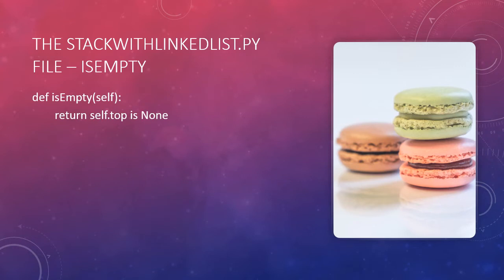Then I implement the isEmpty function. This is easily done. I compare self.top with None, and whatever is the value of the comparison, I return it. If top is None, the comparison will be true and I will return true. If top is not None, it is pointing to a linked list. The comparison will be false and I will return false. Since this is just one comparison, isEmpty is O(1).